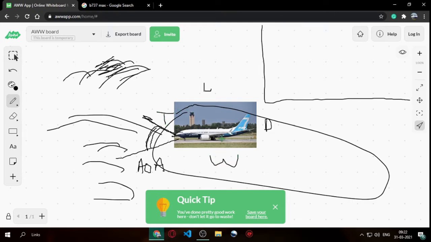Okay, so suppose I pitch up my aircraft, if I pitch up my aircraft, I'll show you the graph here. So if I pitch up my aircraft, it will go like this.